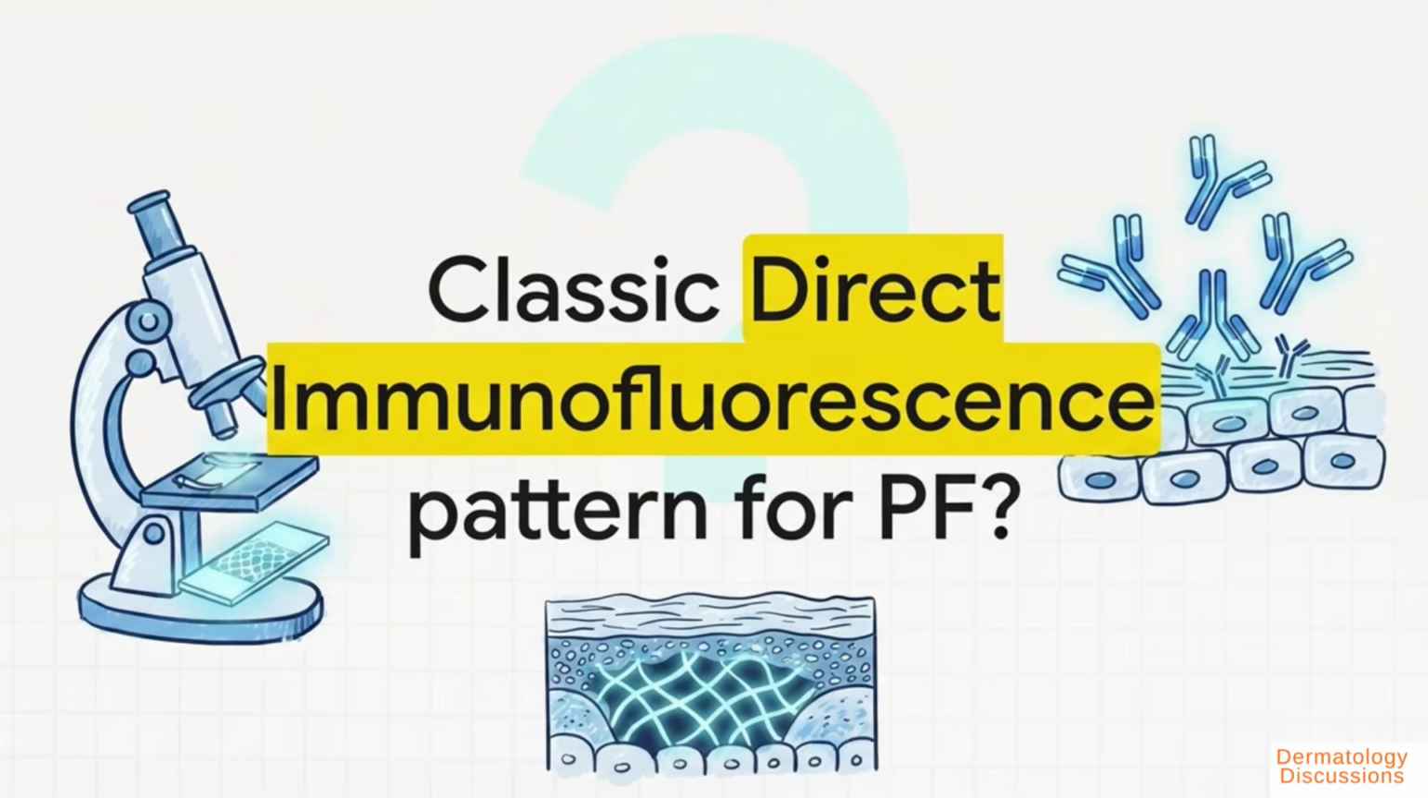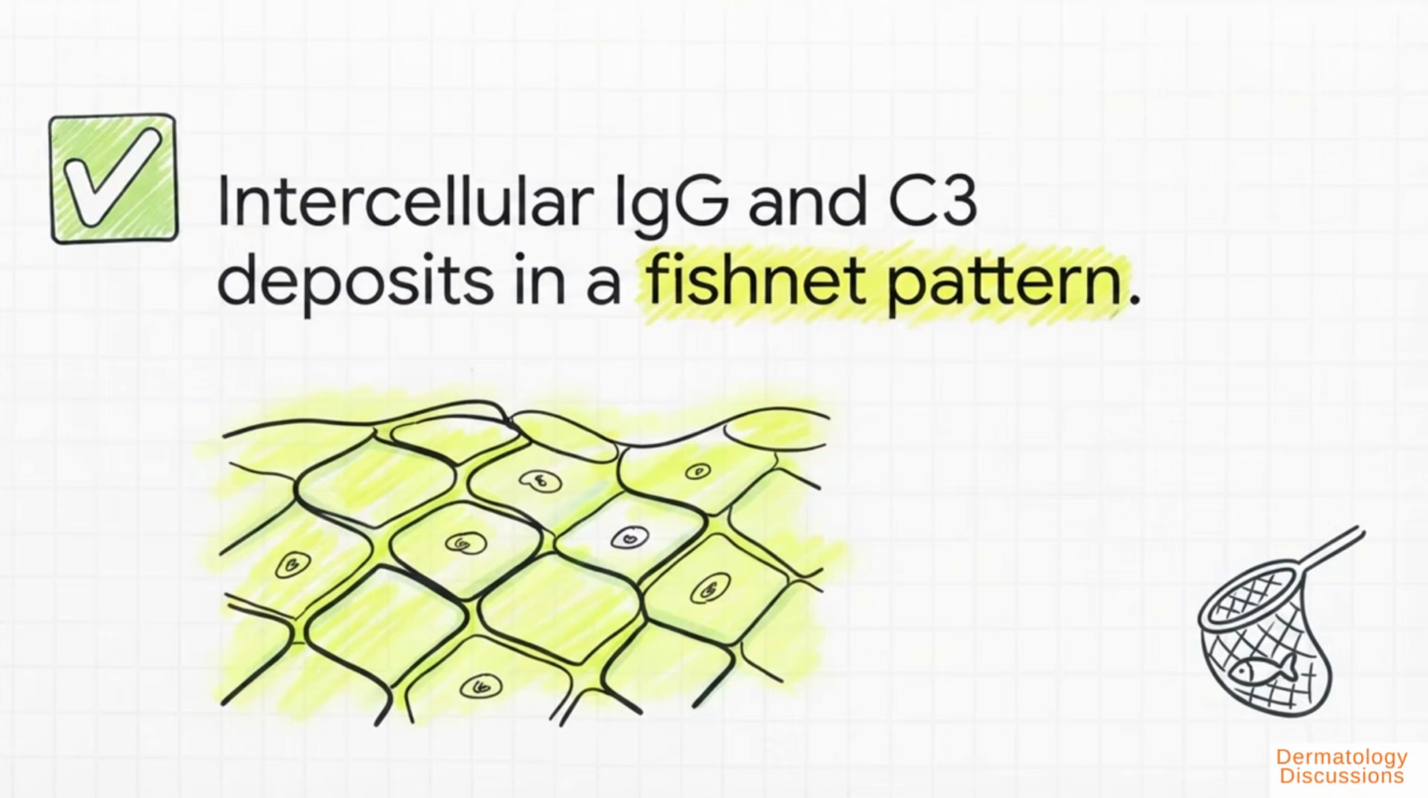Awesome. Let's try question 3, focusing on that diagnostic gold standard. What is the classic direct immunofluorescence, or DIF, pattern for Pemphigus foliaceus? Try to actually picture that glowing slide in your mind. The answer is intercellular IgG and C3 deposits in a fishnet or chicken wire pattern. But remember the caveat, right? While this beautifully confirms a Pemphigus diagnosis, it does not differentiate PF from PV. They both light up with this exact same pattern.